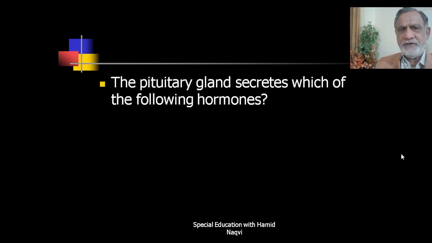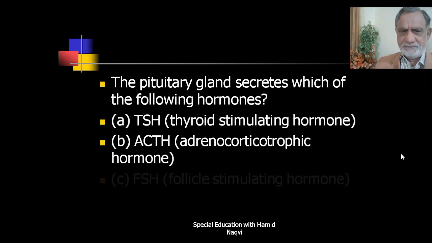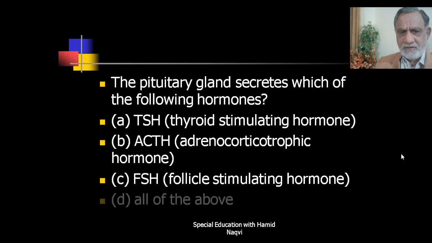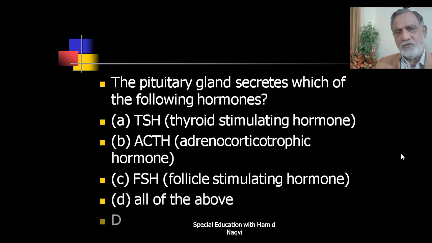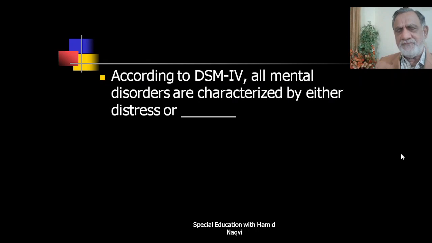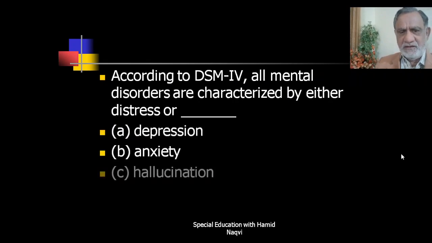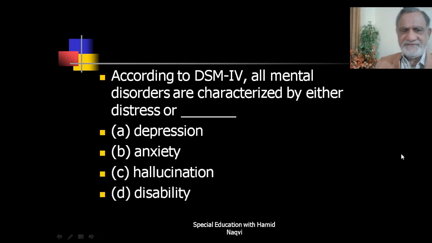The pituitary gland secretes which of the following hormones? Correct one is all of the above. Next is according to DSM-4, all mental disorders are characterized by either distress or depression, anxiety, hallucination, disability. Correct one is disability.